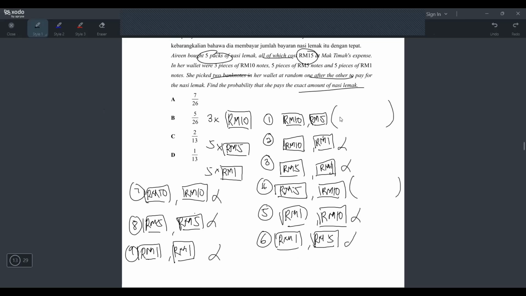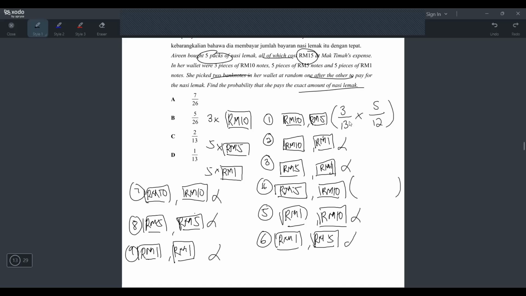So what is the probability of getting the 10 ringgit note from her wallet? Okay, there are 3 10 ringgit notes. So to get the probability of a 10 ringgit note, you have to take the number of 10 ringgit notes, which is 3, divided by the total number of notes, which is 3 plus 5 plus 5, which is 13. Okay, and then what is the probability of getting 5 ringgit notes the second time? It means I have to take the number of 5 ringgit notes, divided by the total. The number of 5 ringgit notes is still 5. But the total will become 12 already, because just now the first one I took out already.